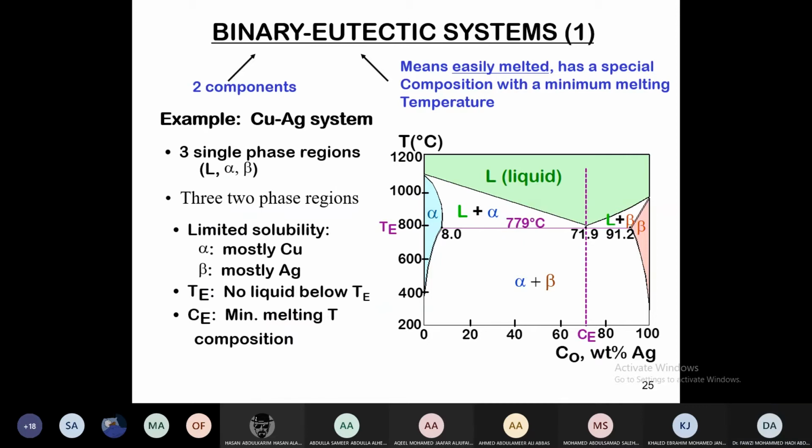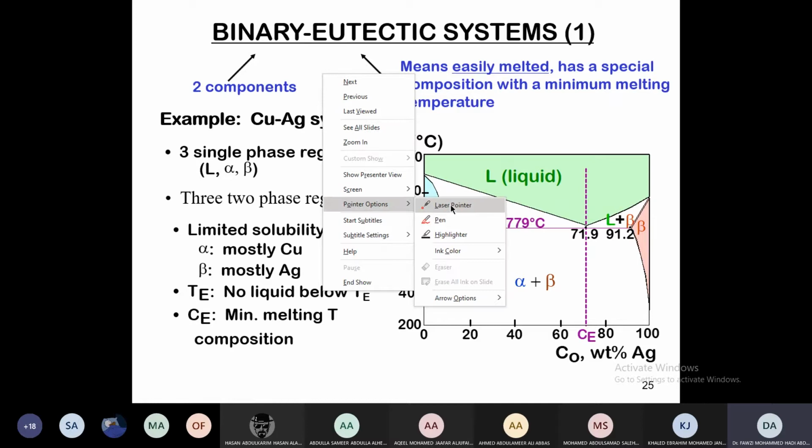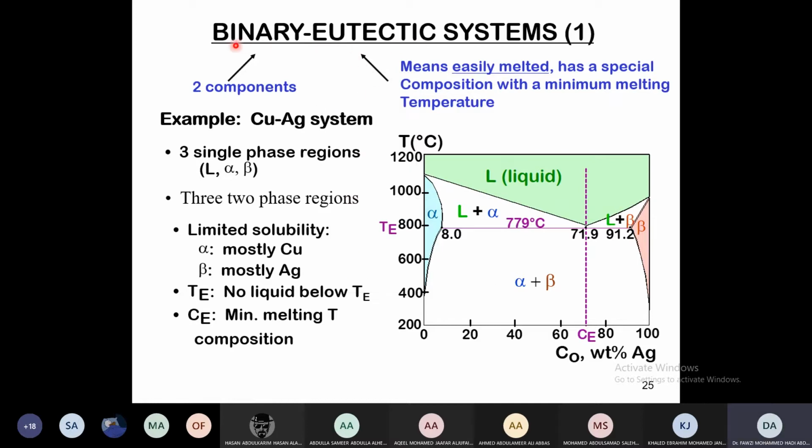Now, we have finished the binary isomorphous phase diagram. We want to start with the second type of phase diagram, which we refer to as the binary eutectic. Binary is the same name that we have dealt with. It's a system with two components. We dealt with binary isomorphous previously. Now we will be dealing with binary eutectic.